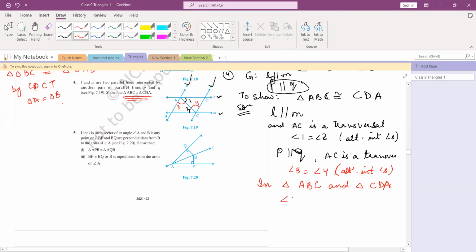Now in these two triangles, we have shown angle 1 is equal to angle 2, angle 3 is equal to angle 4. What can we write in brackets? Proved above, we can write. Fine, because we have just proved it in the question. Now we need the third piece of information. Miraj, what is the third piece of information in this question?